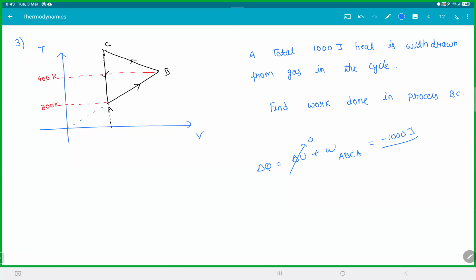Now I want you to find the work only from B to C. I didn't ask you for the work done in the cycle. Now can you try? You got the idea? In a cyclic process, delta U is zero. So that means in a full cycle, the net heat must be equal to the net work done.